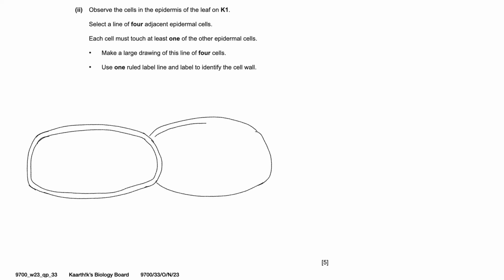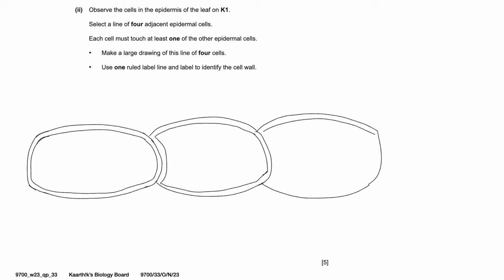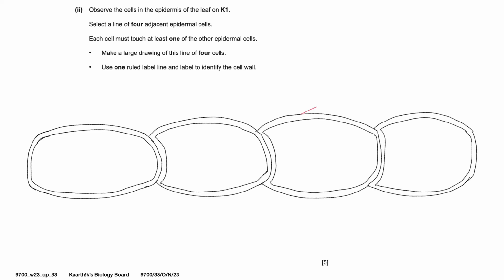So to do this we can just take any 4 cells from the epidermis with high power lens. High power lens in the sense it is around 40x magnification, 40x magnification objective lens. We can take 4 adjacent epidermal cells, and then we are supposed to draw this, which looks like this. So 4 epidermal cells, and then it should have all the double membrane structure to clearly show the difference between the cell wall and the cell membrane.